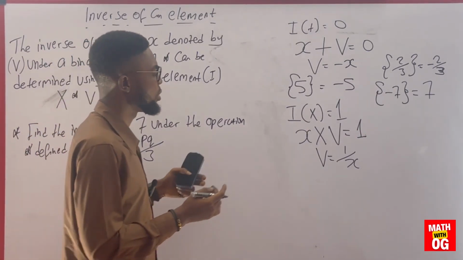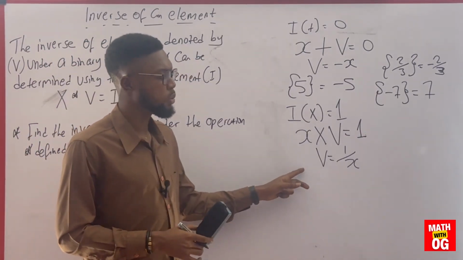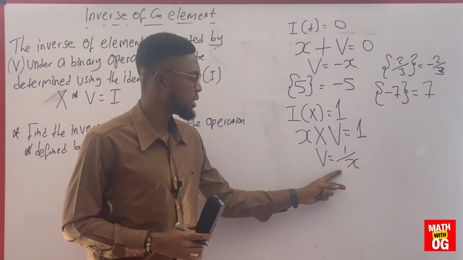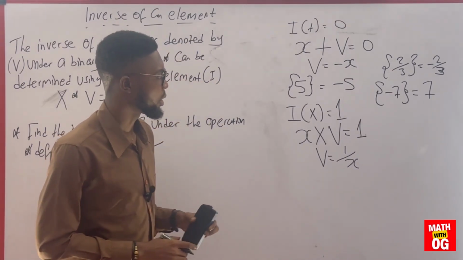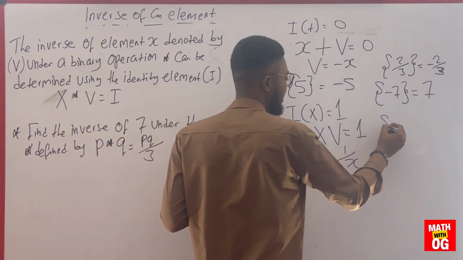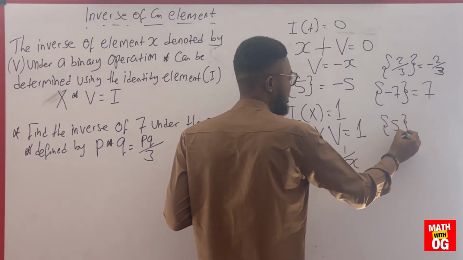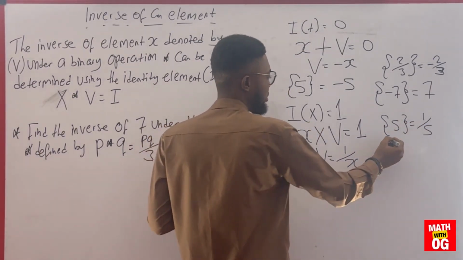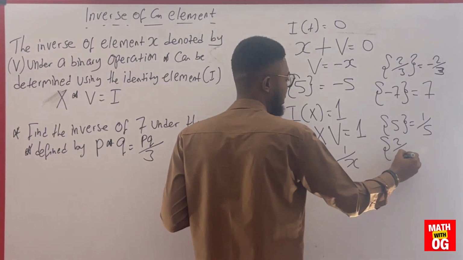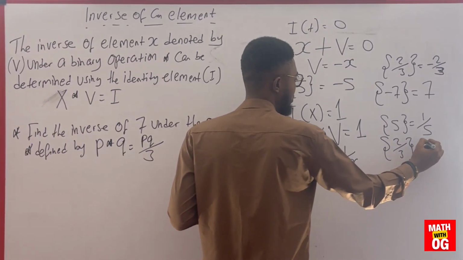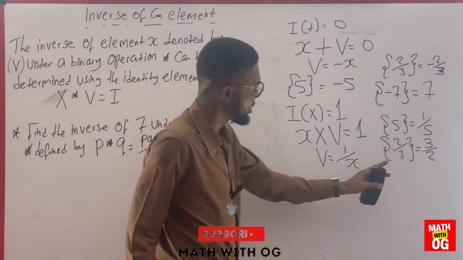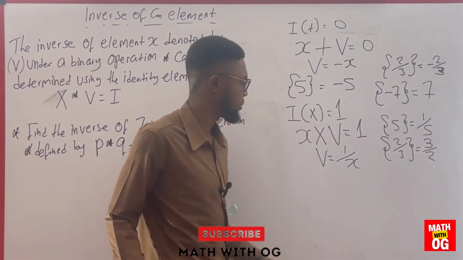So what is the multiplicative inverse? For this one, we call it the multiplicative inverse, or we call it the reciprocal. So what is the multiplicative inverse of 5? The multiplicative inverse of 5 is equal to 1 over 5. What is the multiplicative inverse of 2 over 3? The multiplicative inverse of 2 over 3 is equal to 3 over 2. This times this is 1. This times this is also 1.